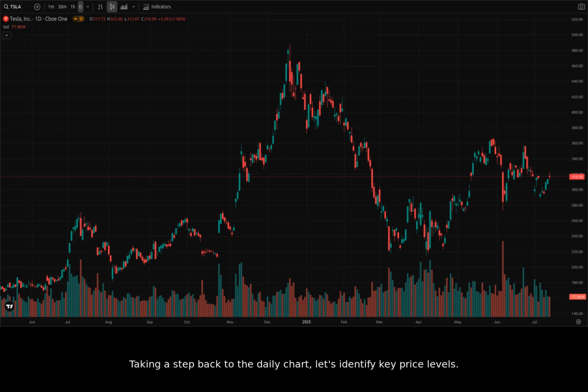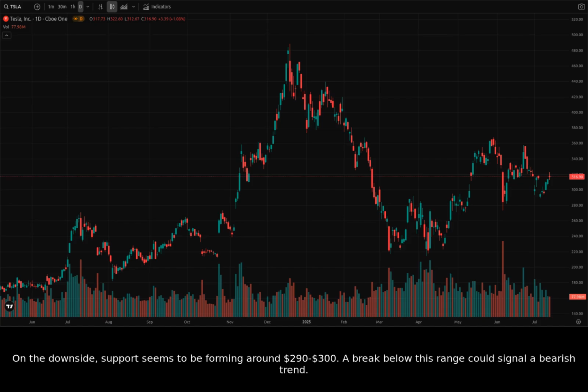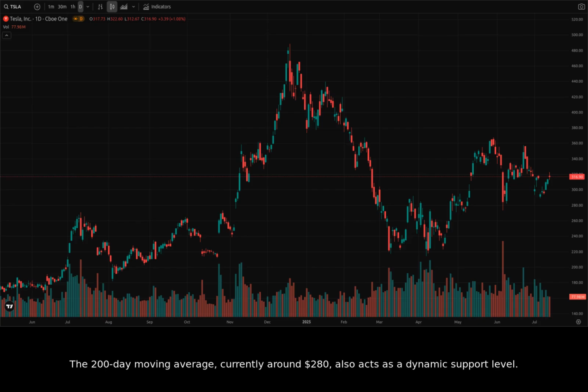Taking a step back to the daily chart, let's identify key price levels. A major resistance level appears around $350, which would make sense considering it's a round number, which previously acted as support in late 2024. On the downside, support seems to be forming around $290 to $300. A break below this range could signal a bearish trend. The 200-day moving average, currently around $280, also acts as a dynamic support level.